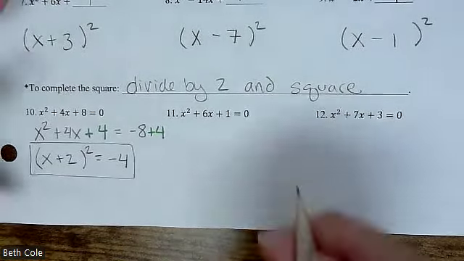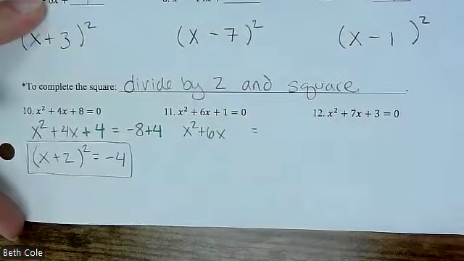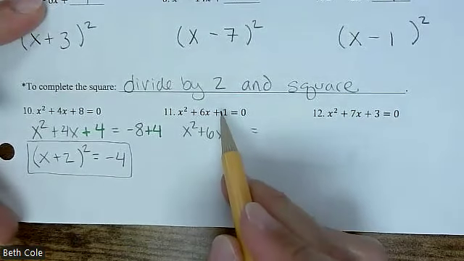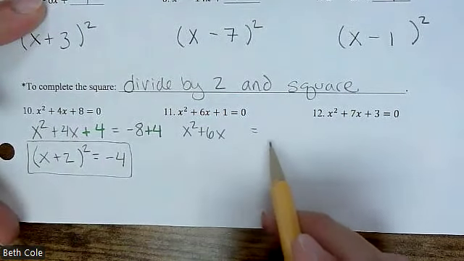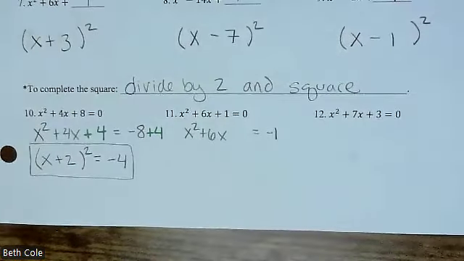So let's try this one. You're going to just copy down the first 2 terms, leave a little gap, like leave a blank there, and then you want to move that 1 to the other side. So what is it going to be over here? Yeah, -1. Perfect.